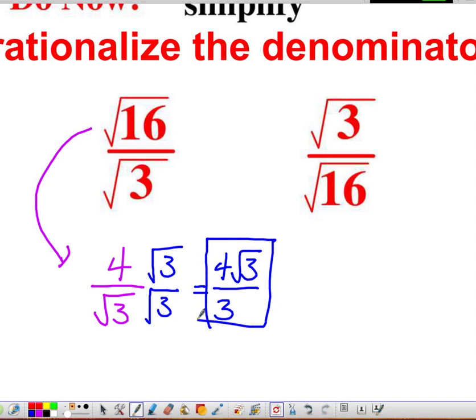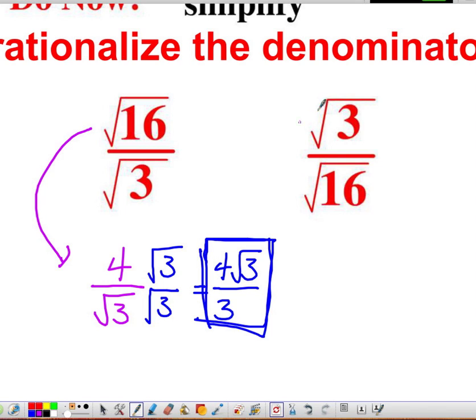Here is my final answer. I don't have a square root in the denominator anymore. I have a whole number, and this is what we want to have in the end. Notice the square root of 3 is not a perfect square, so that's why we leave it just like that.